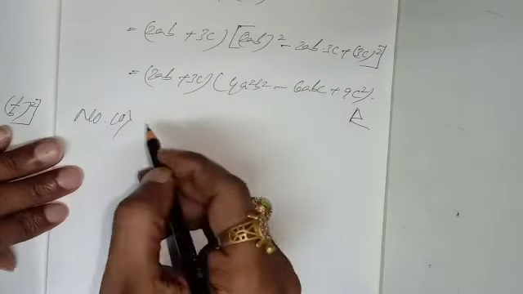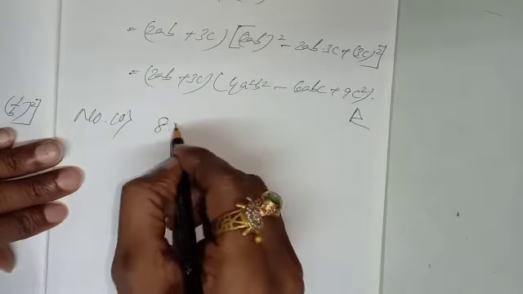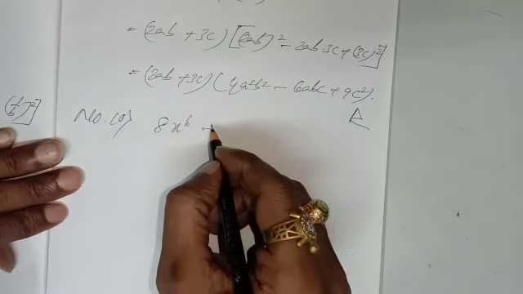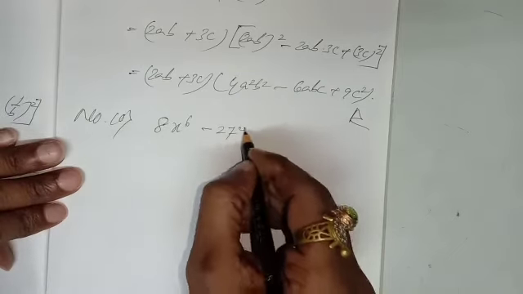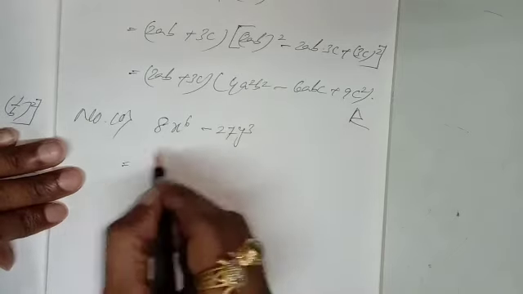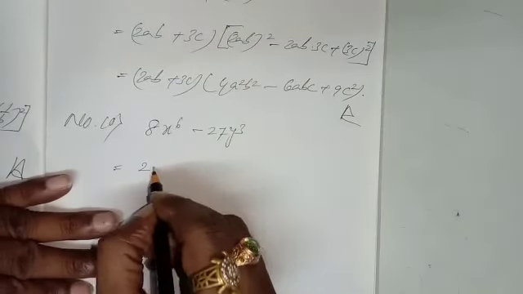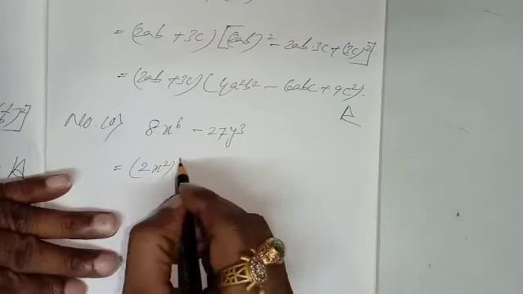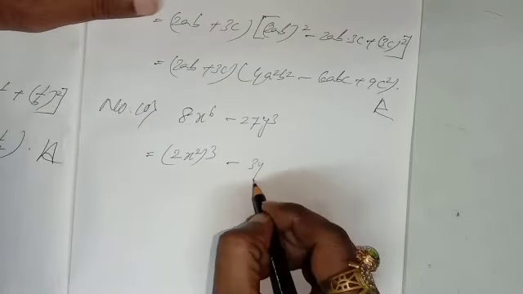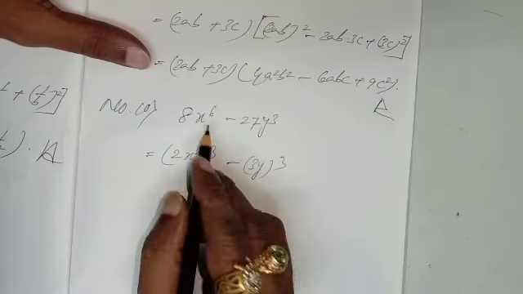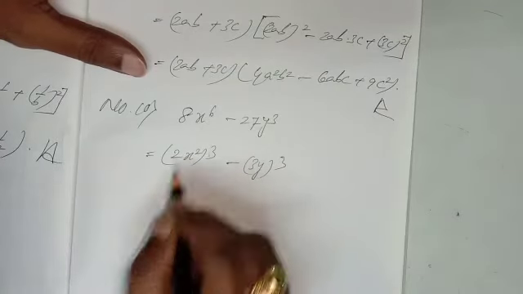Question number 10, it is given 8x to the power 6 minus 27y cube. 8x to the power 6 means whose whole cube? This is 2x square whole cube. This one is 3y whole cube. As it is given x to the power 6, that means x square whole cube means x to the 6.